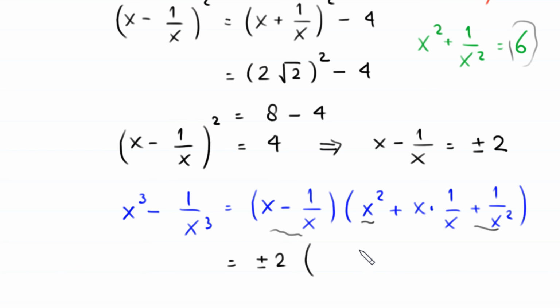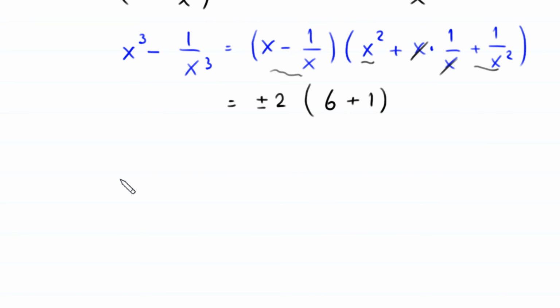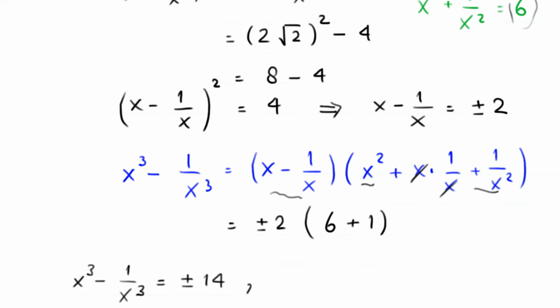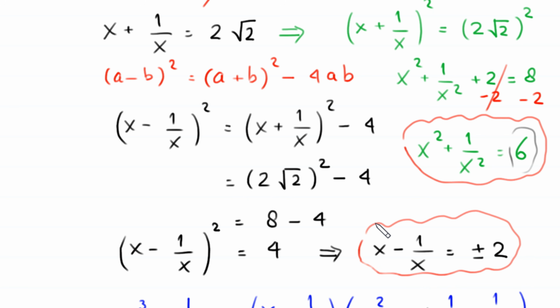So this will become 6. This x will be cancelled out. We are left with plus 1. So we get x cubed minus 1 over x cubed equal to plus minus 2 times 7, which will become plus minus 14. And we copy the equation. We copy this equation, x squared plus 1 over x squared equal to 6 and x minus 1 over x equal to plus minus 2.